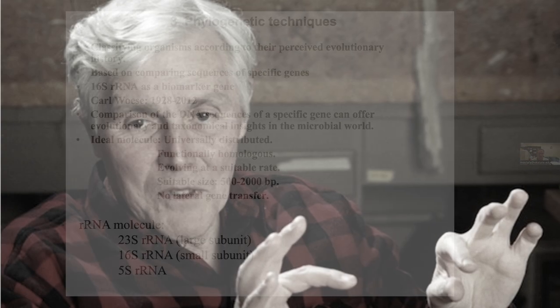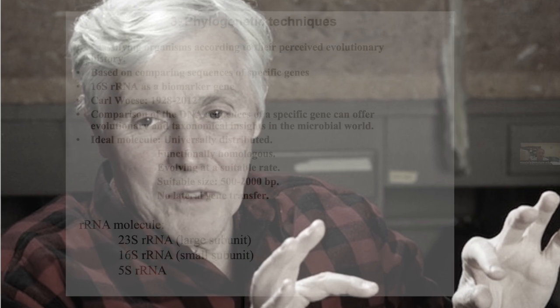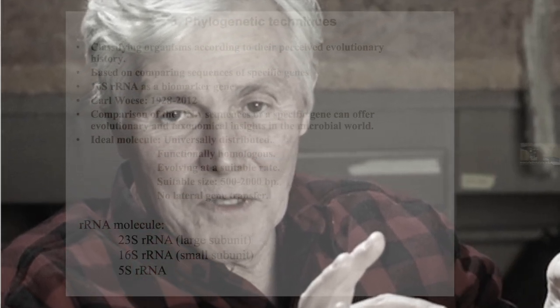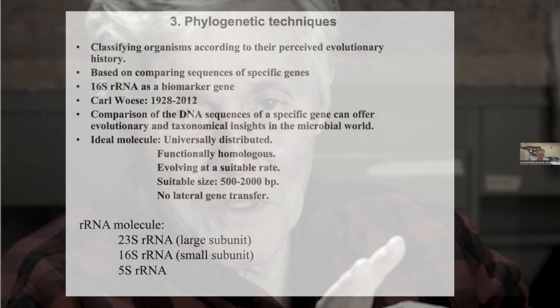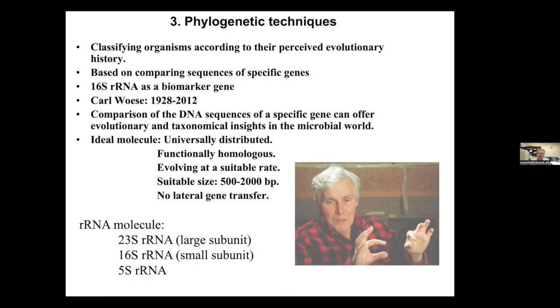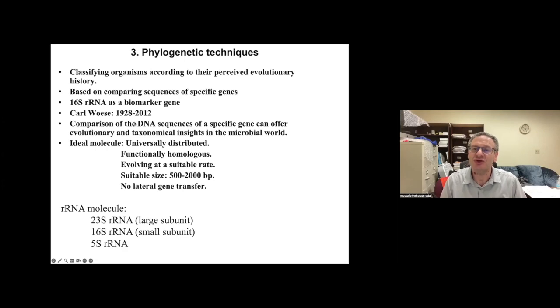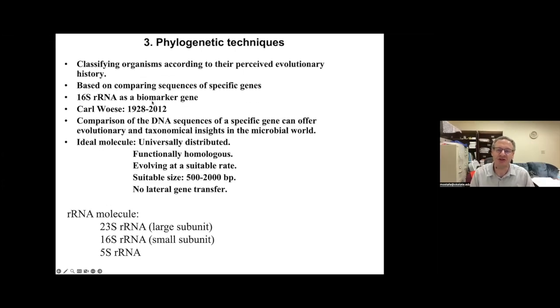Carl Woese's idea was we can sequence a specific gene within a microorganism, and the degree of relatedness of different types of microorganisms to each other is a function of how close this sequence is. Which gene did he choose for that? He chose the 16S ribosomal RNA gene.